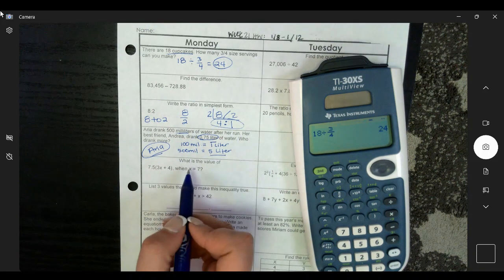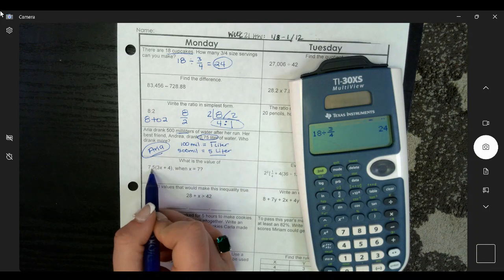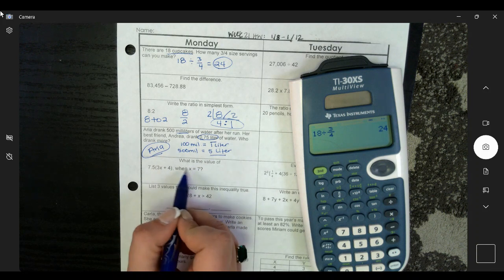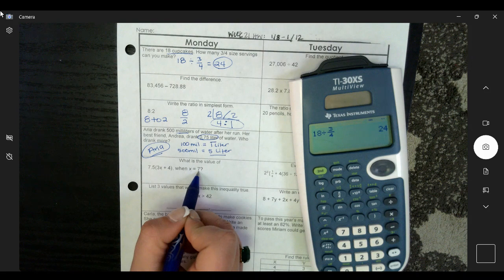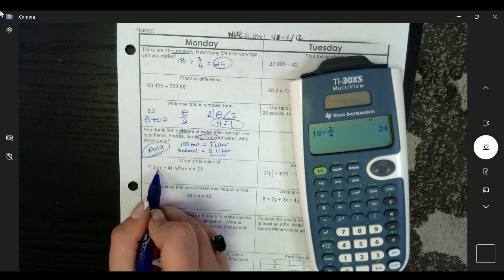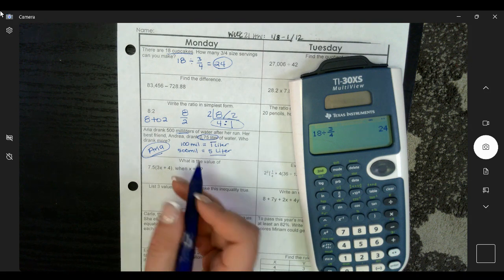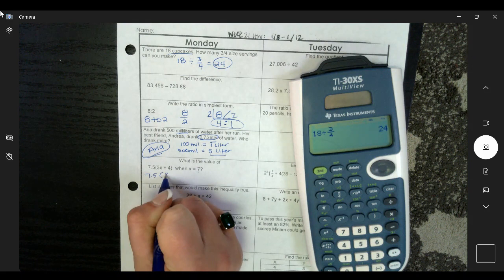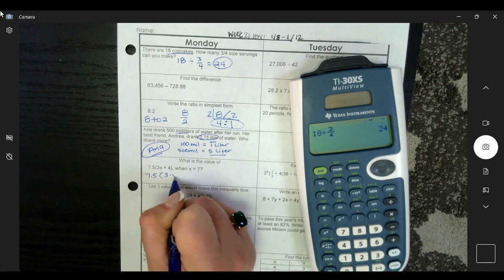Okay, so the next one, it says, what is the value of 7 5/10 times the amount of 3x plus 4 when x equals 7? This is one of those substitution questions like we did in class today. We're going to replace this x with its value of 7. But before we can do that, we have to remember, what does it mean when a number is next to a variable? When a number is next to a variable, the coefficient and the variable, the operation that's happening between the two is multiplication. So we need to split it up and rewrite it using multiplication.